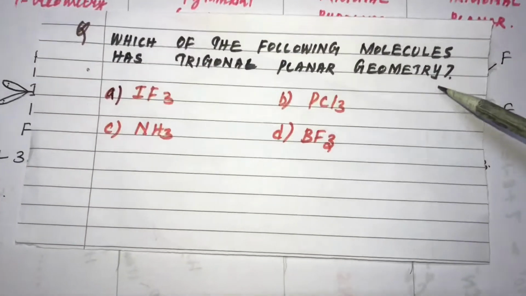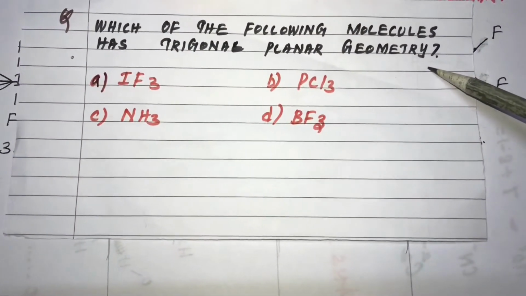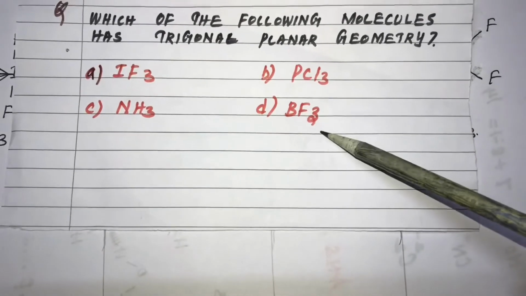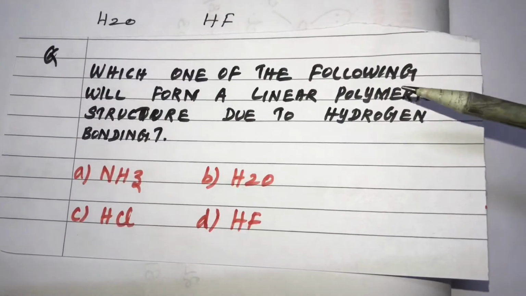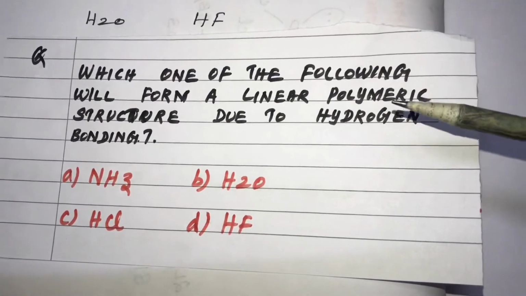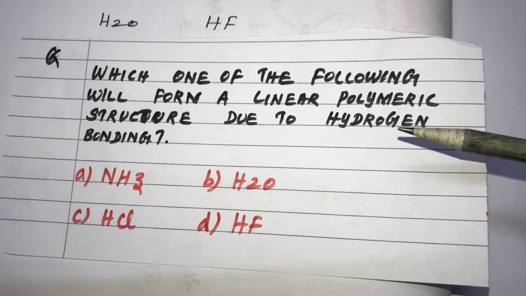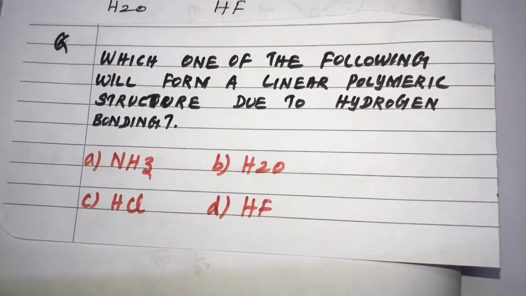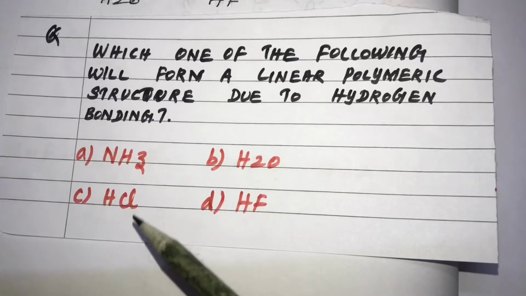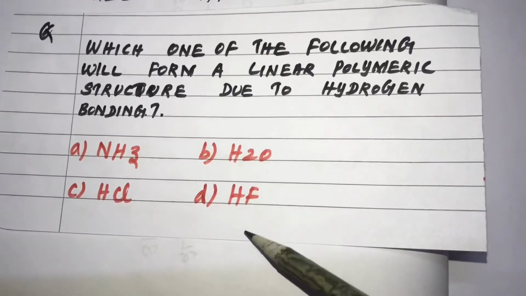So which of the following molecules possesses trigonal planar symmetry? The answer is boron trifluoride. So the next question is, which one of the following will form a linear polymeric structure due to hydrogen bonding? There are 4 choices given: ammonia, HCl, H2O and HF.